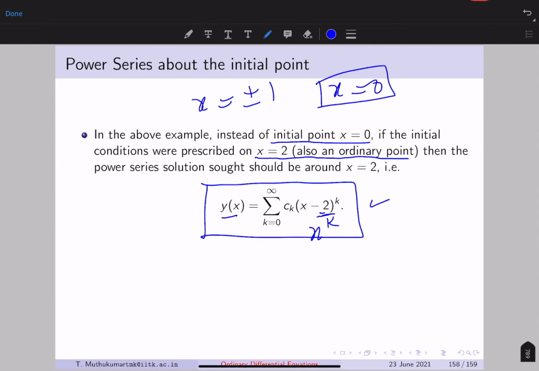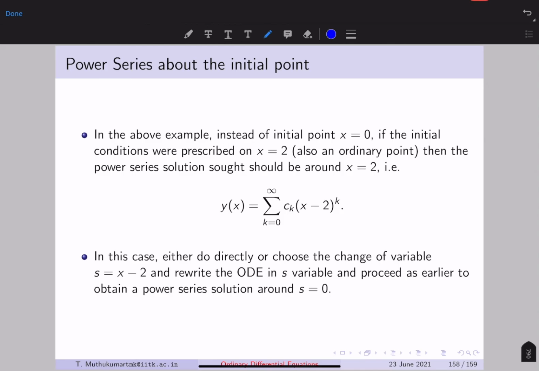Alternately, you can reduce this problem to the previous problem just by a change of variable. So if you introduce s equal to x minus 2 as a new variable, then this becomes a power series in the s variable centered at s equal to 0, which is the x equal to 0 situation. So you do the same thing that you have done before, but before doing that you should rewrite the ODE in the s variable and proceed as follows.